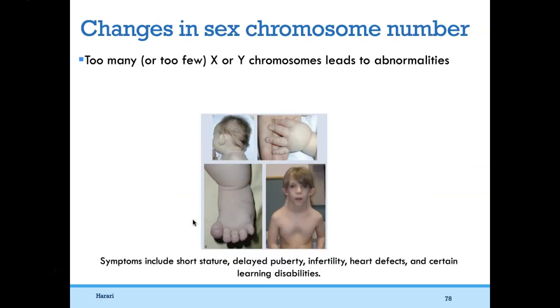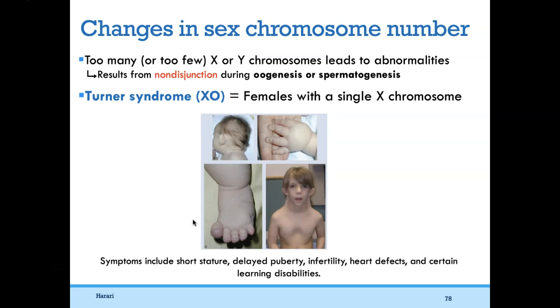You can also have a change in the sex chromosome number, meaning you get too many or too few X or Y chromosomes. Right? So non-disjunction during oogenesis or spermatogenesis can result in gametes with an abnormal amount of sex chromosomes. These are actually a lot more tolerated in humans than extra copies of autosomes, like chromosomes 1 through 22.